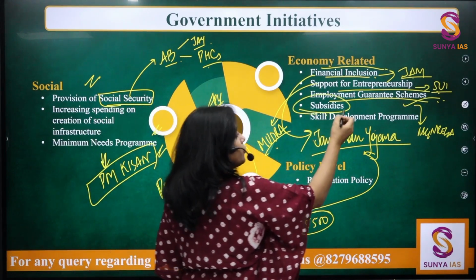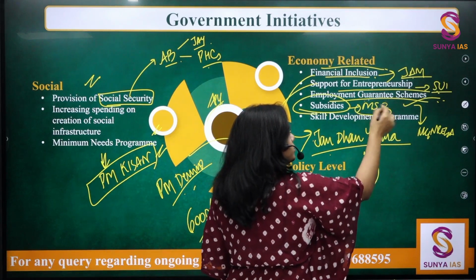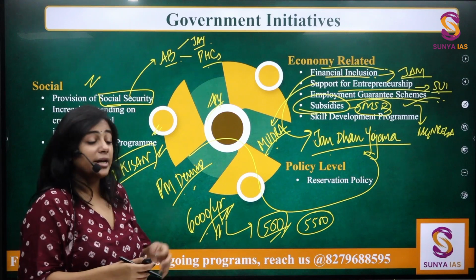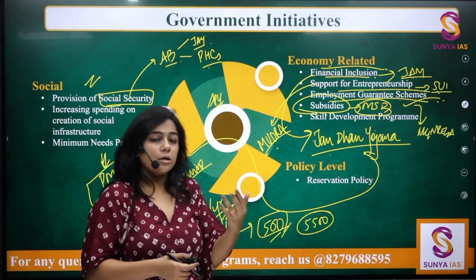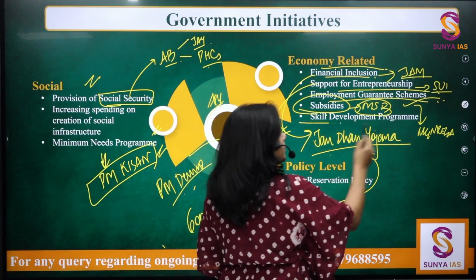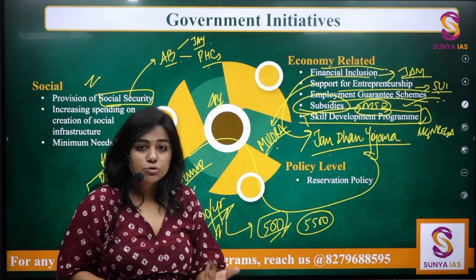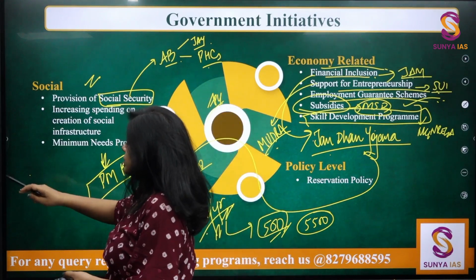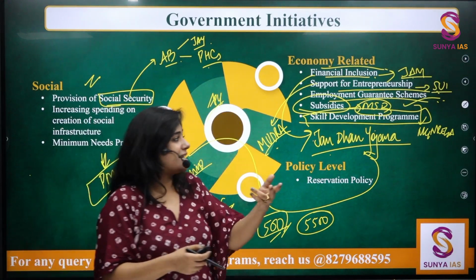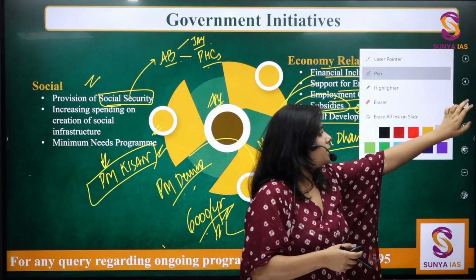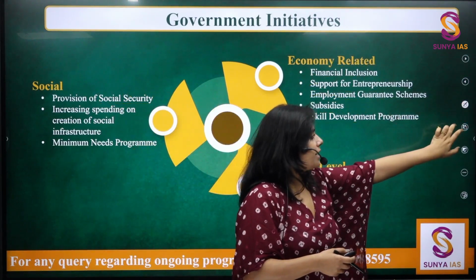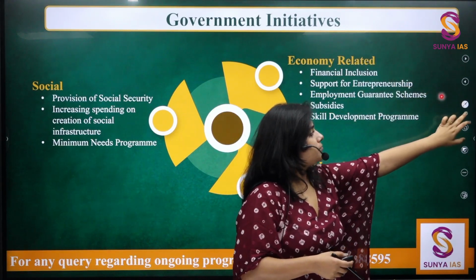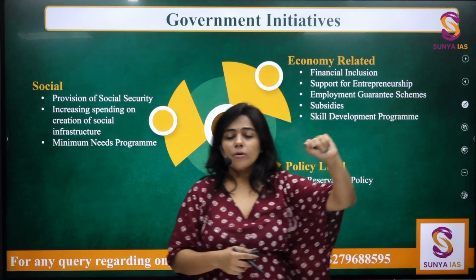Subsidies are there, for example MSP, so that farmers do not have to roam around here and there to get at least the minimum support price for their crop. And skill development program, Pradhan Mantri Kaushal Vikas Yojana, for example, which tries to enhance the skills so that the employability can be increased. That is there. Fine.